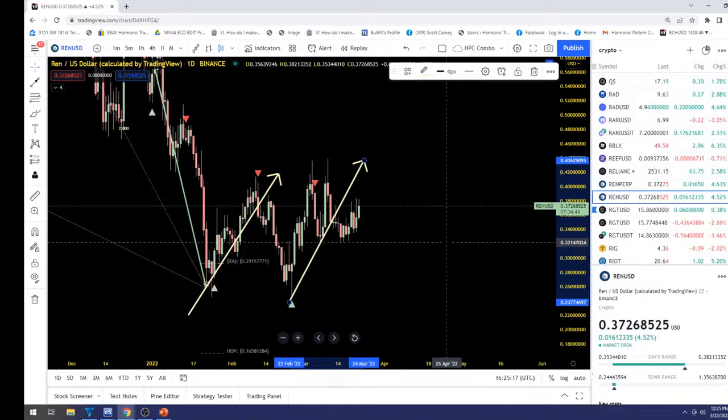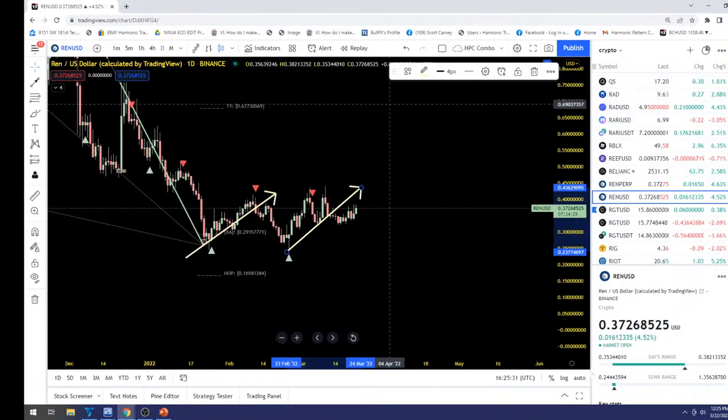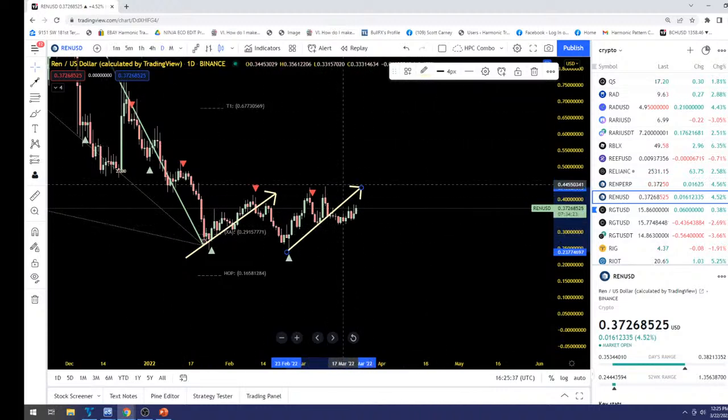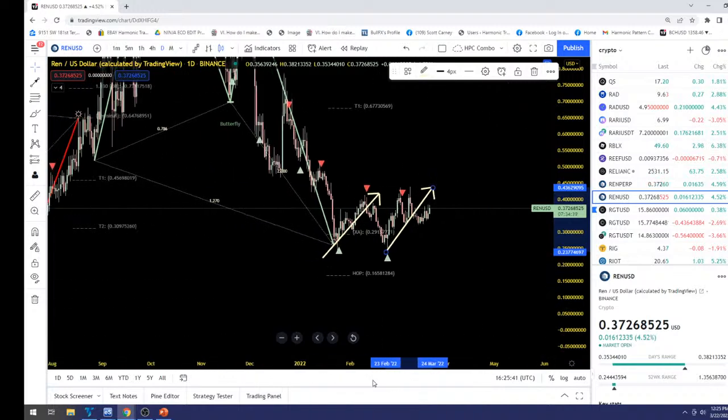Look at ETC. There's a few others that we'll look at that are doing this, where they are trying to do a consolidation and then break out and go. We're still looking for Ren to do a target one move to 67, but it's just taking its time. It's kind of sloppy against this butterfly, but still valid.